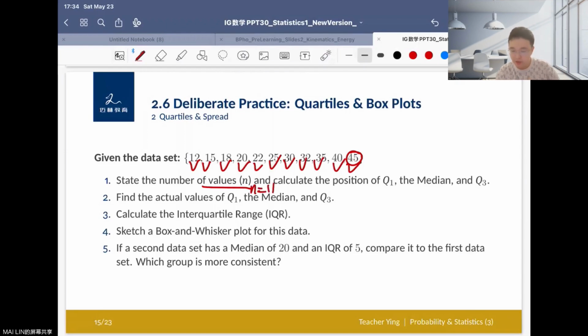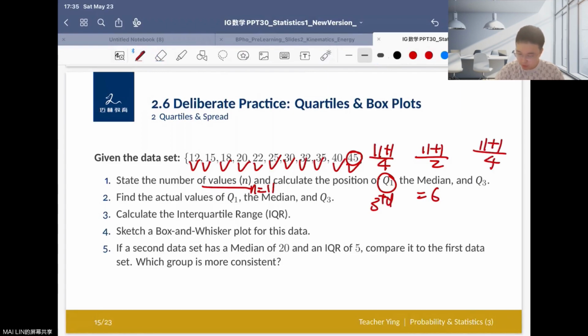And the position of Q1, median, and Q3: the median is 11 plus 1 over 2. That is the third data, right? And Q1, oh, sorry, it's the sixth data, sorry. This is the sixth data. And for Q1 it is 11 plus 1 over 4, that is the third data, right? And for Q3 it is 11 plus 1 over 4, times 3. That is the ninth data, right?